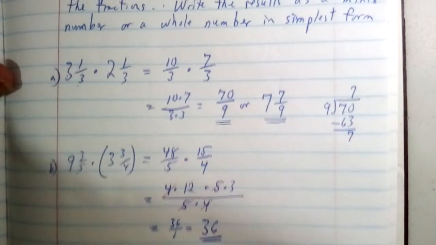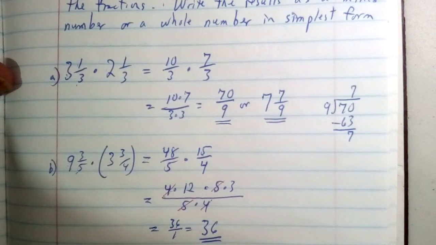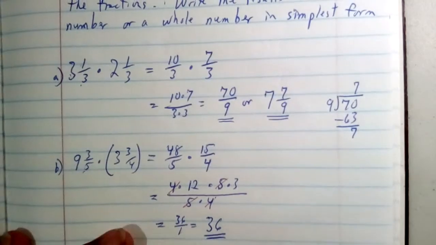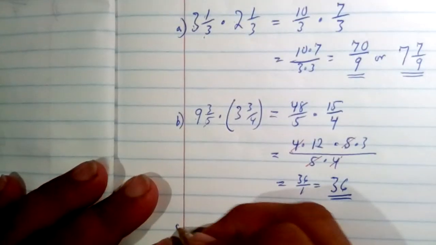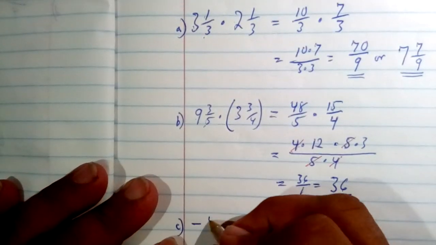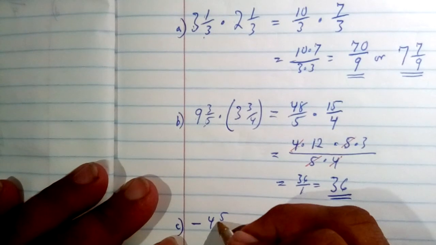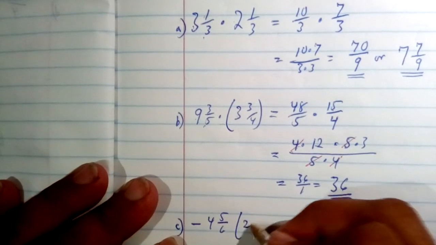And that would be the solution for that one there. Okay, so nothing complicated in there. Now consider that you have a different fraction. This one here, you have to be careful. You have negative 4 and 5/6 times 2.